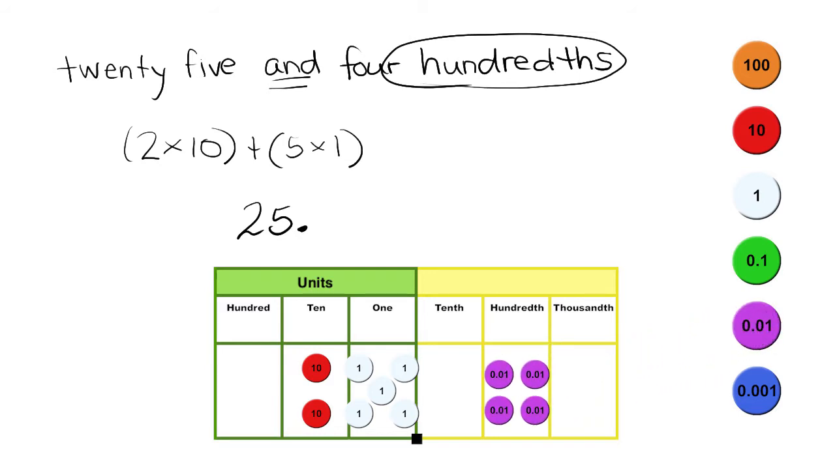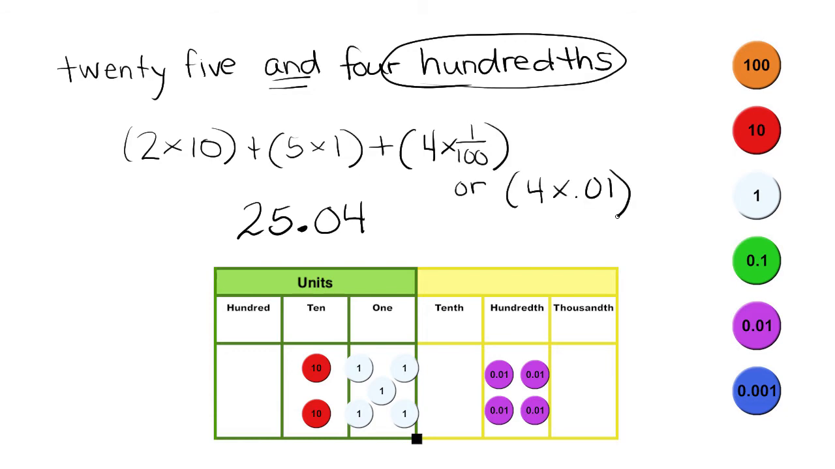This is not a whole number, but represents the fraction 4 over 100, or the matching decimal 0.04. It is just like adding 1 over 100 to itself 4 times, or 1 hundredth to itself 4 times. It will now read 2 times 10 plus 5 times 1 plus 4 times 1 hundredth. This gives the sum of 25 and 4 hundredths.